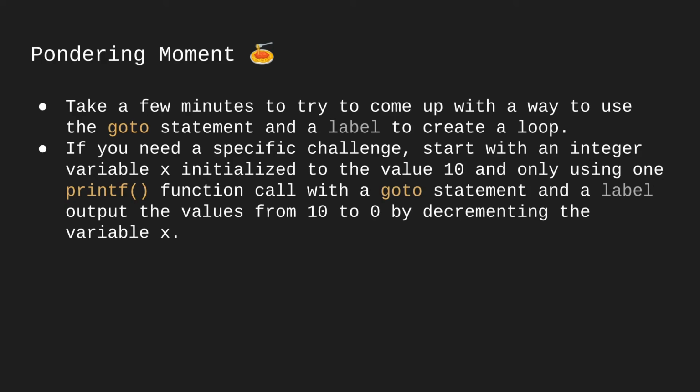So I want you to take a moment to ponder. Take a few minutes to try to think about a way that we could use a Goto statement and label to create a loop. If you need a specific challenge, start with an integer variable x initialized to the value 10 and, only using a printf function call with a Goto statement and a label, output the values from 10 to 0. So you're making a looping statement inside of Gotos and labels.